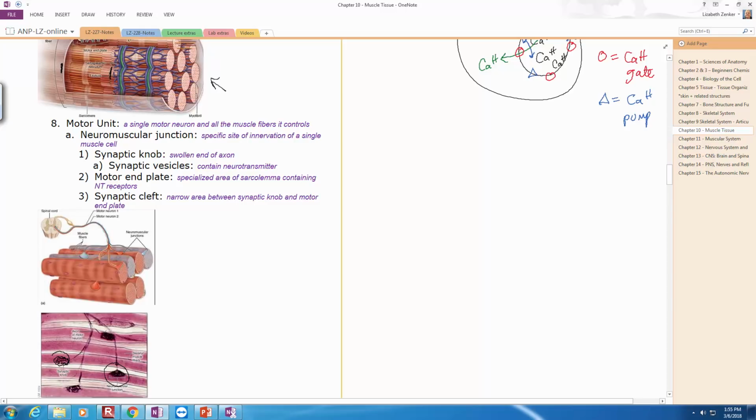So you have the nerve, the neuron cell coming down. It'll have multiple axons coming off of it. And then this is a synaptic knob. This is a synaptic knob. Here's a synaptic knob.